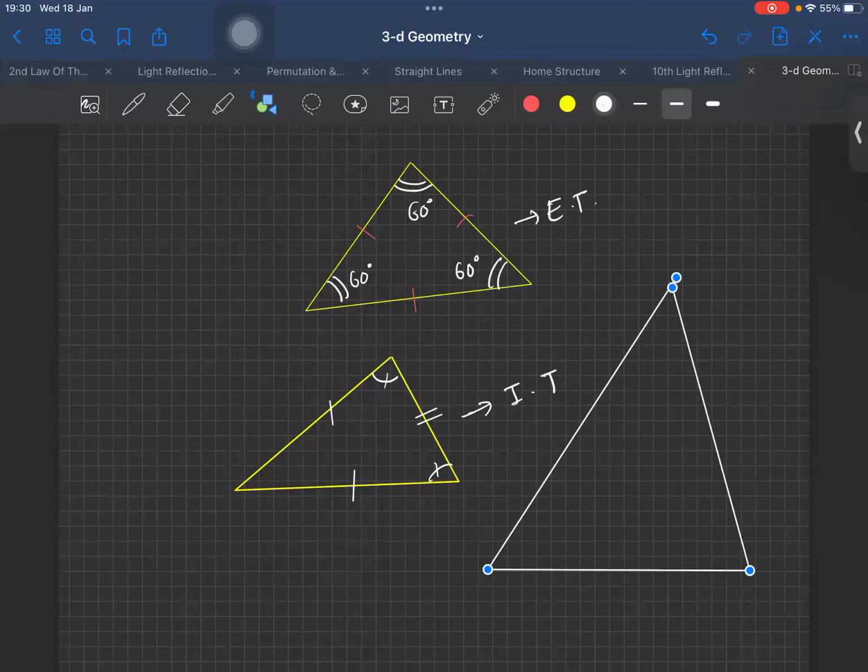In which all sides are different. Let's say some triangle like this. So this side is different than this side and this side. That means all three angles will be different, right? So what type of triangle is it called? Scalene triangle, right? So these are the three different types of triangle.